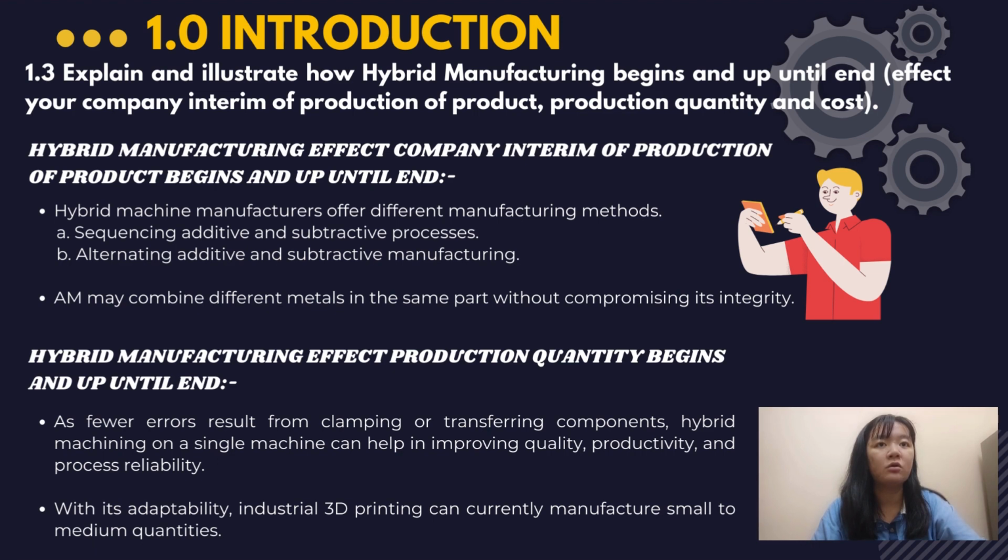1.3 Explain and illustrate how hybrid manufacturing works from beginning to end. Hybrid manufacturing involves combining the internet of production of the product from beginning to end. Hybrid machine manufacturers offer different manufacturing methods. One may combine different methods in the same part without compromising its integrity. Hybrid manufacturing involves production quantity from beginning to end. As it removes errors resulting from scrapping or transferring components, hybrid machining on a single machine can help in improving quality, productivity, and process reliability. With this adaptability, industrial 3D printing can currently manufacture small to medium quantity.